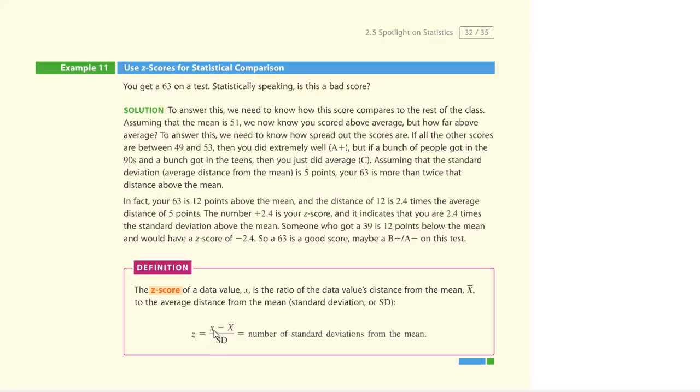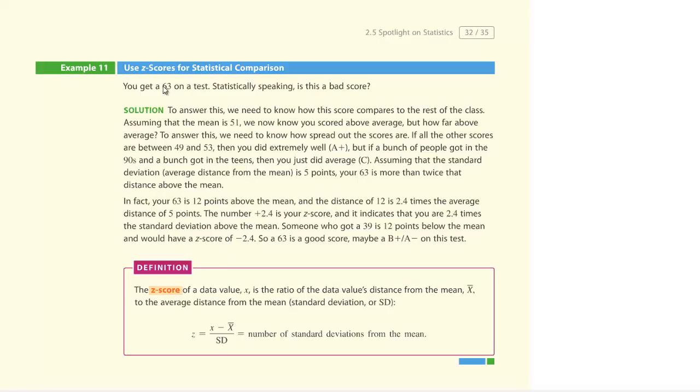What does this mean? Well, x is your data value, so whatever you're trying to compute a z-score for, that's the value that you use. And then x bar, that's the mean, so that's the average of the set of data that you are pulling from, and then SD just means the standard deviation of that set of data.